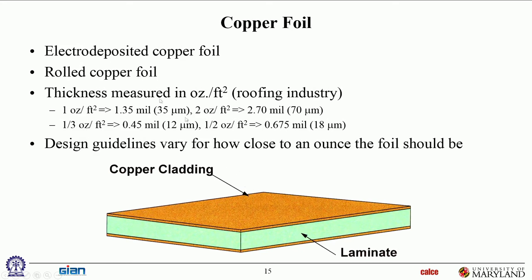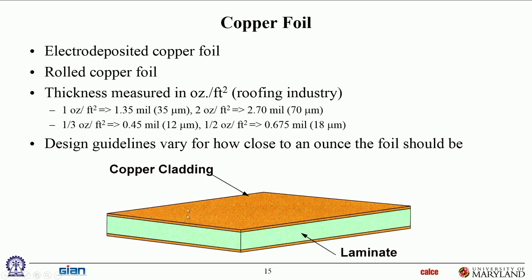Okay, so the copper that we put on it, there are two kinds of coppers that we put on it. It's either electrodeposited or rolled copper. So you make these copper sheets or foils either by electrodeposited or by rolling process. And they have very different properties. So electrodeposited, the density is much lower, higher porosity. Rolled copper is usually much more homogeneous and lower porosity, higher density.